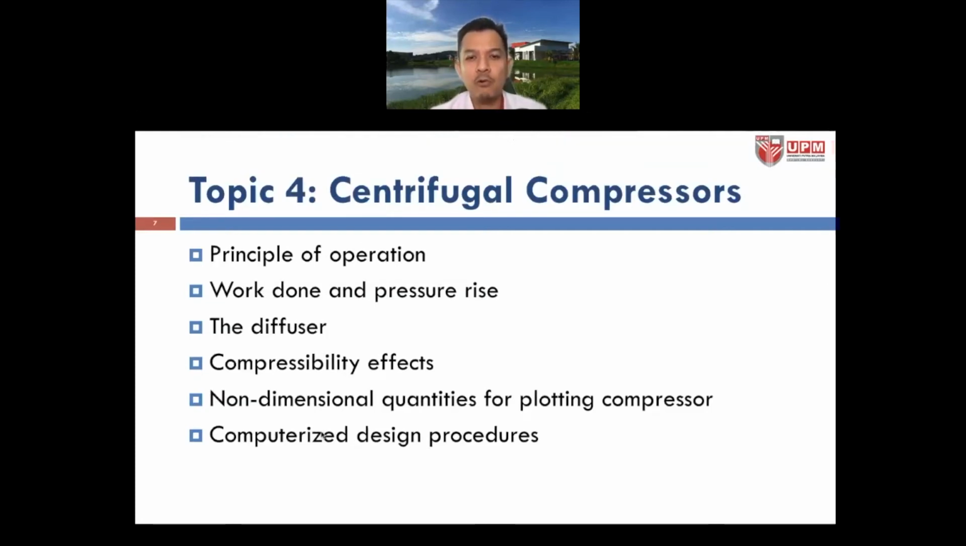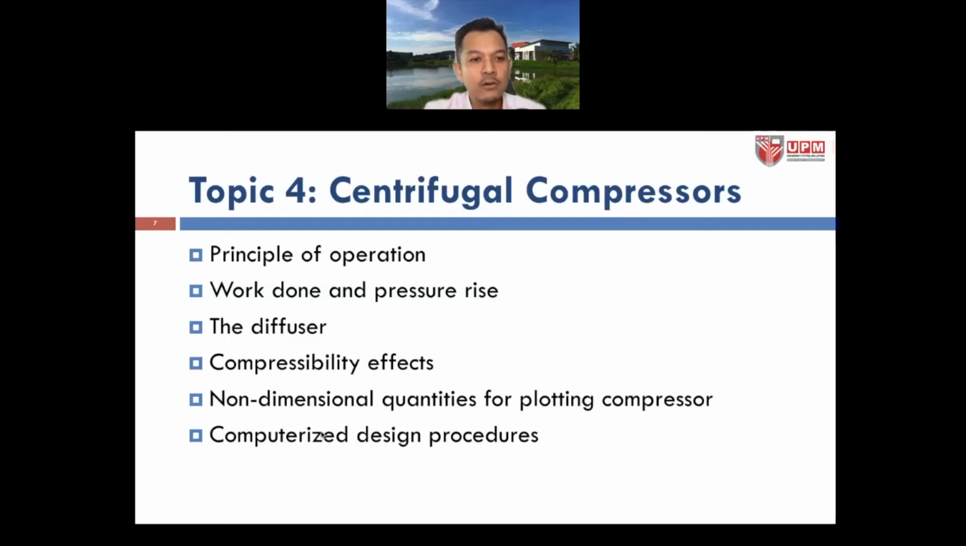Going into topic number 4. Number 4 is the topic on centrifugal compressors. As you all know, we have two types of popular compressors. One is centrifugal, the other one is the axial compressor. So we will focus on the principle of operation, even though you have done this in the propulsion subject, but this is to look into more of the design approach, how the centrifugal compressor is designed.